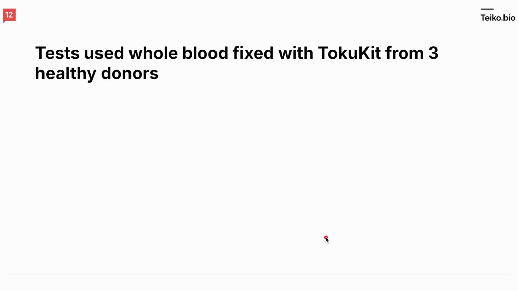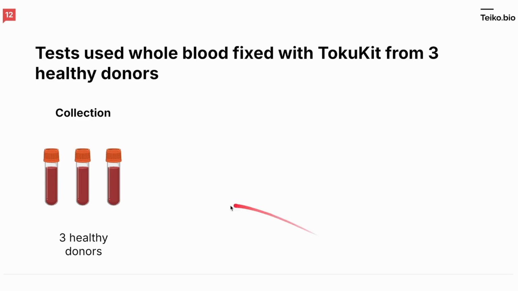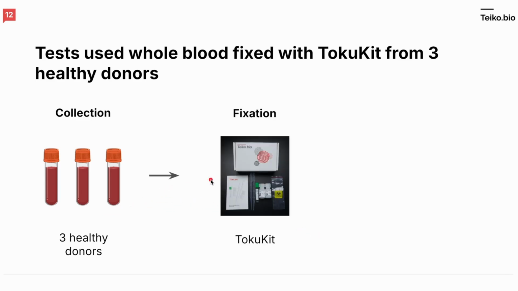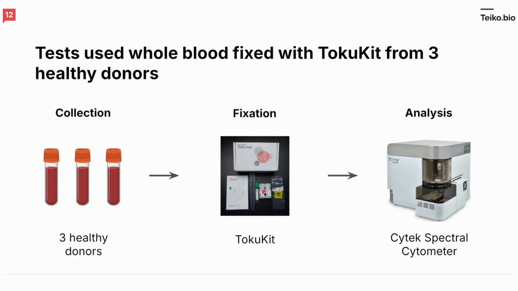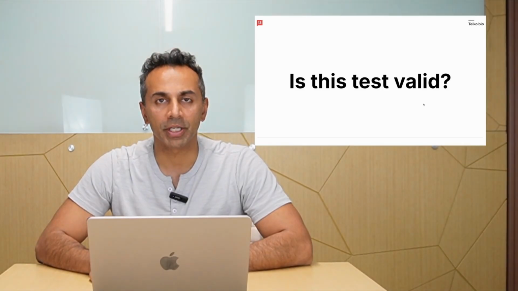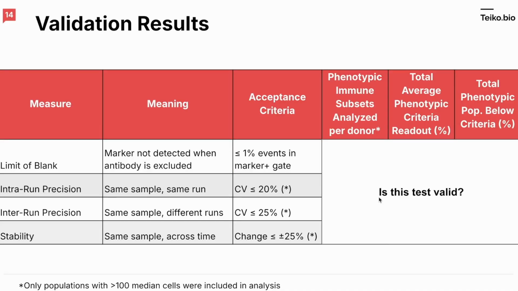What we did in our test was we used whole blood fixed with the TOCO kit from 3 healthy donors. So we took 3 healthy donors, fixed them with our TOCO kit collection, and then analyzed on our spectral cytometer. We have an Aurora spectral machine made by Cytek. And now the drug developer's question is this test valid? And so we had set out a validation plan which had 4 measures: limit of blank, intra-run precision, inter-run precision, and stability.